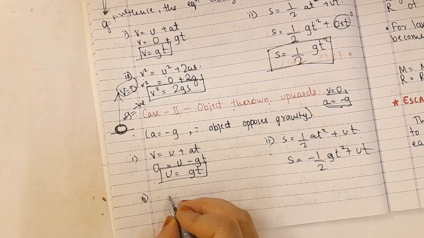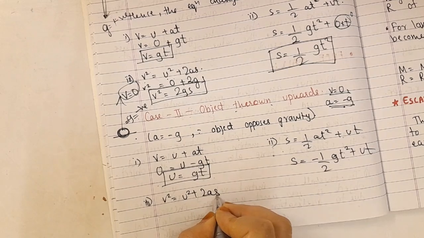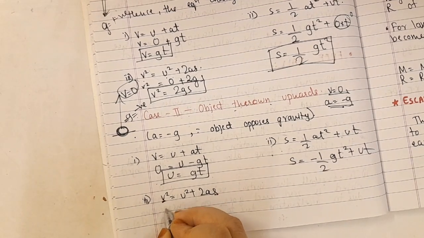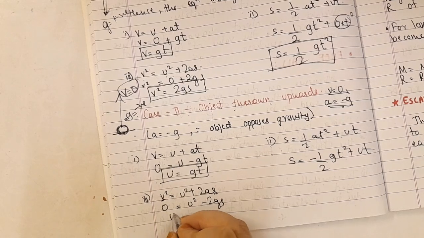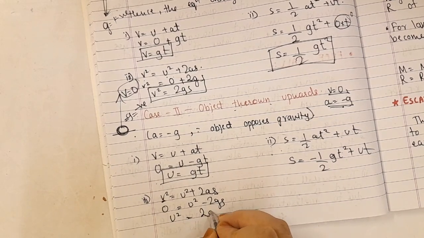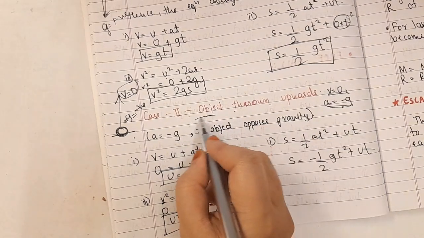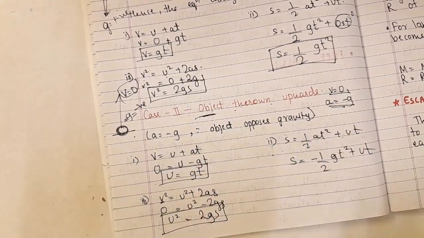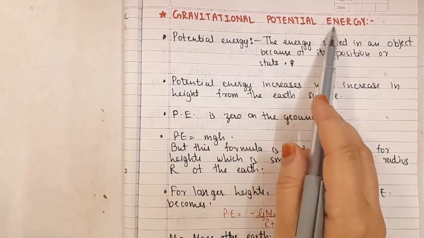Now the third equation is v square is equal to u square plus 2as, okay. Now v is equal to 0, so 0 is equal to u square minus 2gs. That means u square is equal to 2gs. These are the three equations of motion when the case is an object thrown in the upward direction. Right. Next topic is gravitational potential energy.